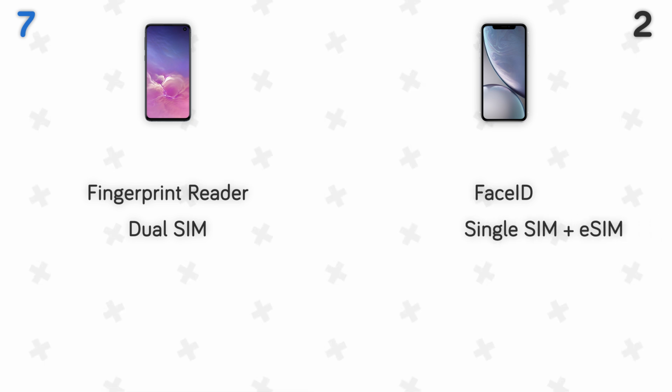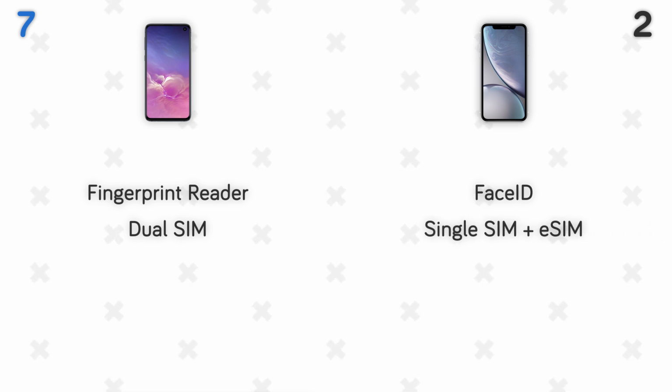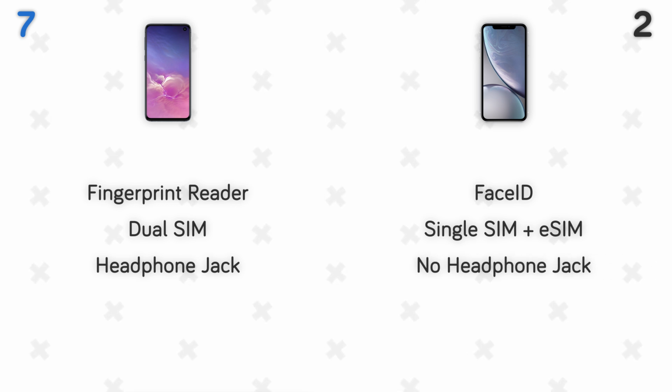Now talking about extra features, S10e comes with a fingerprint reader built into the power button, while XR comes with Face ID. S10e's fingerprint reader is faster compared to the Face ID, while Face ID is more secure compared to the fingerprint reader. S10e has dual SIM capability, while XR offers a single SIM slot and eSIM support. S10e comes with a headphone jack, while XR does not. So without a doubt, S10e wins here.